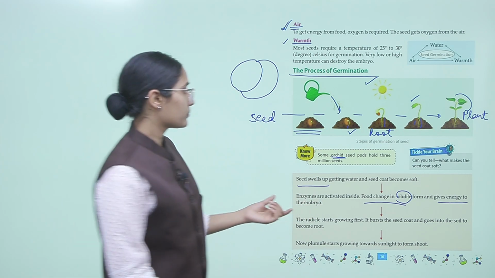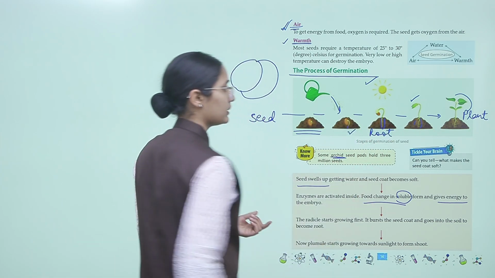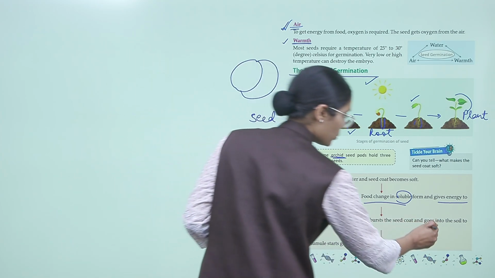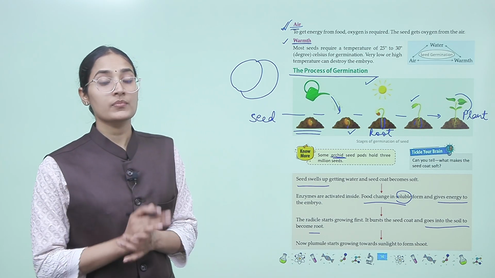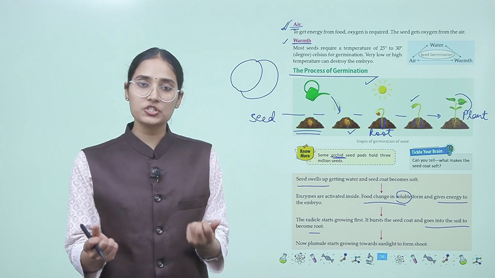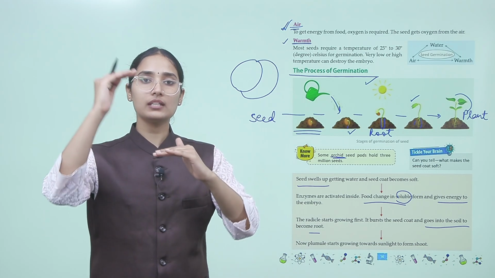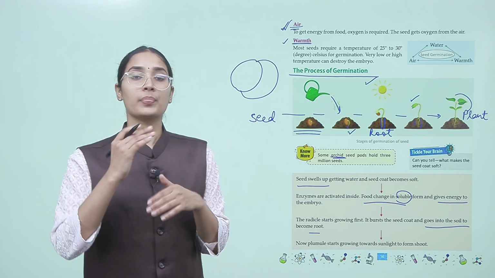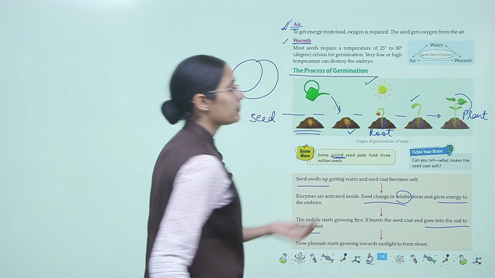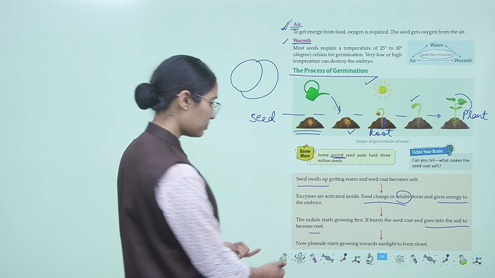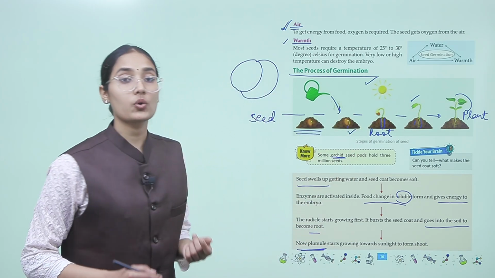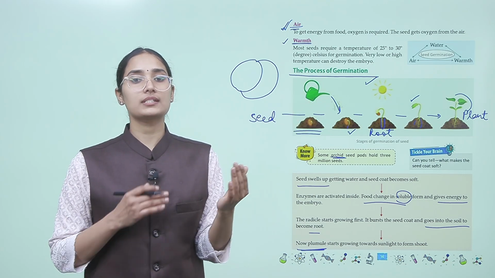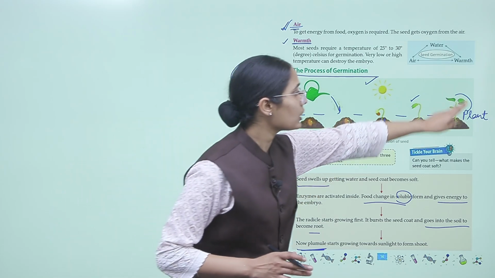So it is the radicle, this part, that first starts growing. It bursts the seed coat, right? And goes into the soil to become the root. Now, next, once our foundation is ready, we start to grow upwards. That is ground floor, first floor, second floor. Similarly, once the roots are ready, it starts to grow its leaves. So the plumule, from which the leaves will develop, okay. Now the plumule starts growing towards sunlight to form the shoot, the upper part of the plant.